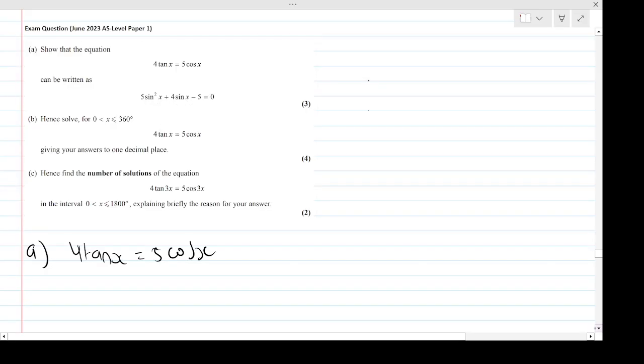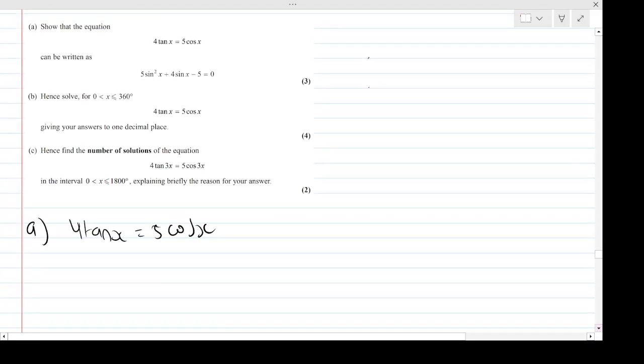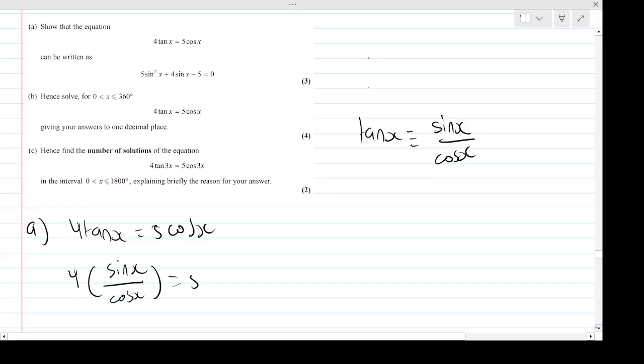Okay, so how are we going to do that? Tan and cos need to go away and it needs to be just sine. Well, firstly, tan, I can get that in terms of cos and sine, right? Remember our identity, that tan x is sine over cos. Well, we can bring that in then. So we can say 4 lots of sine x over cos x is 5 cos x.